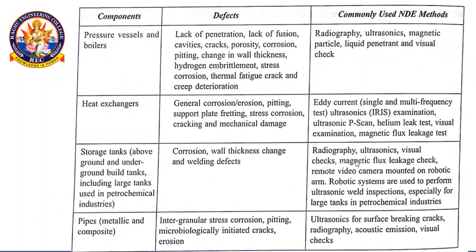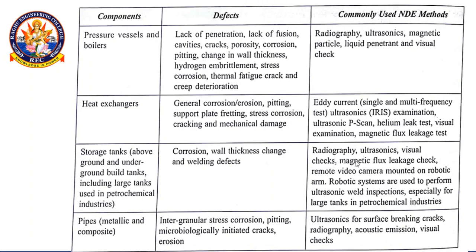Corrosion. Because the material is exposed to the open atmosphere, there is a possibility of corrosion. Pitting also comes under corrosion. Due to the corrosion, there is a possibility of change in wall thickness. Hydrogen embrittlement, because these pressure vessels store some hydrocarbons, which generally promote the corrosion process.